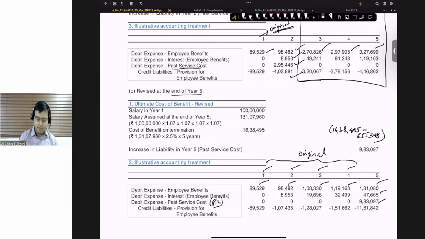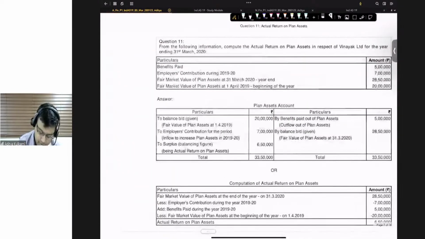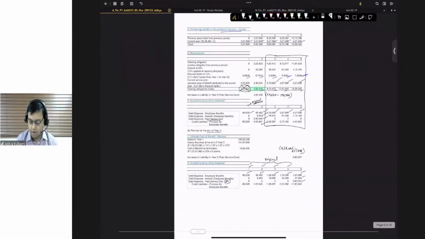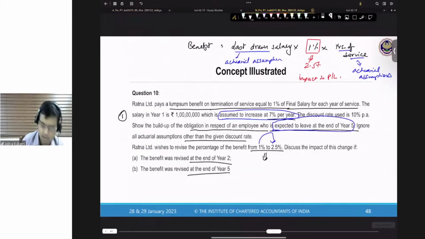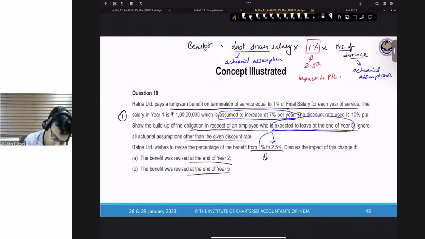All clear? Yes. Is it okay? Yes or no? Okay, so that takes care of that example. Yes. So we have done question number 10.